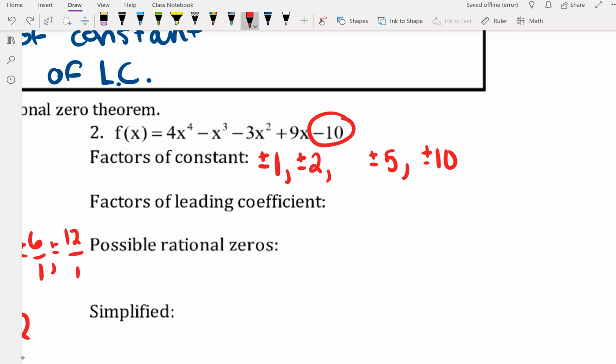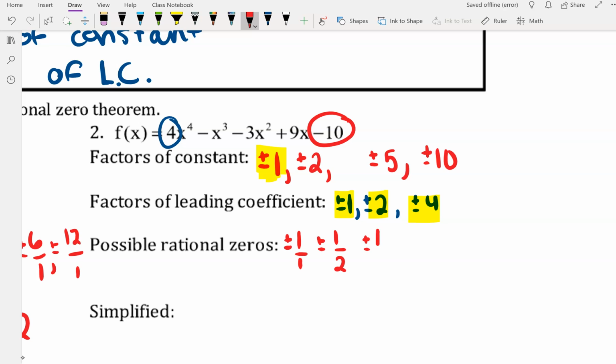Then I do the factors of the leading coefficient. So this here, 4, is the leading coefficient. So plus or minus 1, plus or minus 4, plus or minus 2 times 2. And then 3 doesn't go in, and no others go in besides 1, 2, and 4. All right, now we need to find the possible rational zeros. I need to do 1 over all 3 of these. So this is going to be plus or minus 1 over 1, plus or minus 1 over 2, and plus or minus 1 over 4.